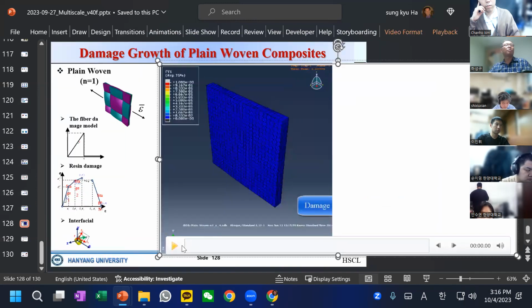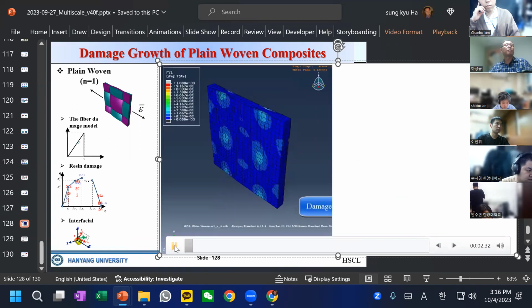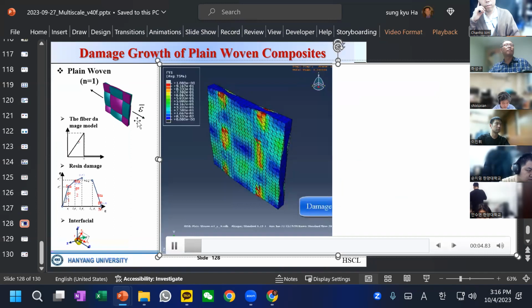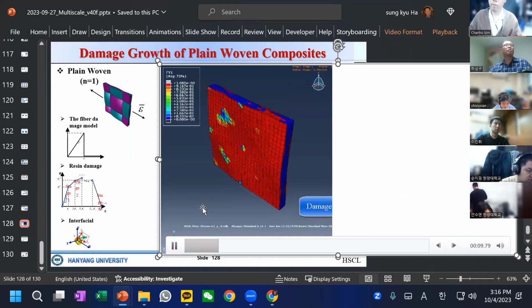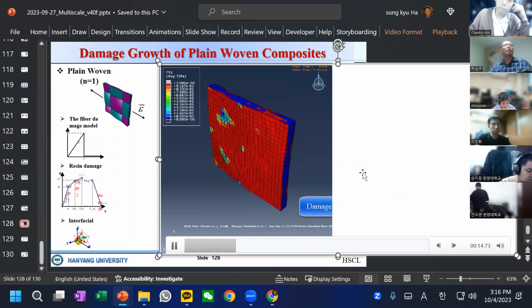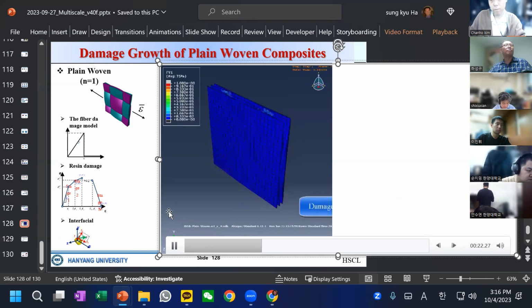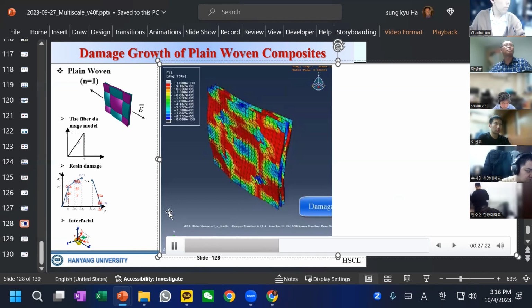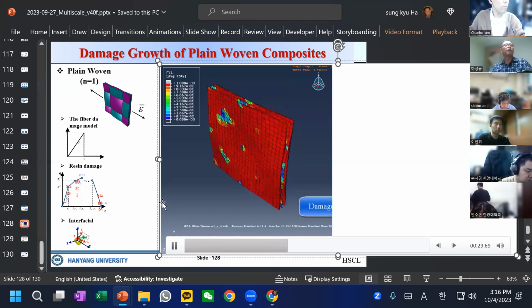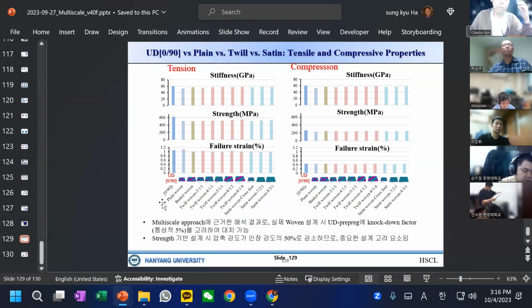And this is one of the examples. Let's say we have a woven composite under tension. You can see how much the stress can be concentrated, and then how the composite can be damaged. You don't need to fully understand all the behavior, but I'd like to emphasize the effect of undulation in composites, not just in the woven, but also in many structures.